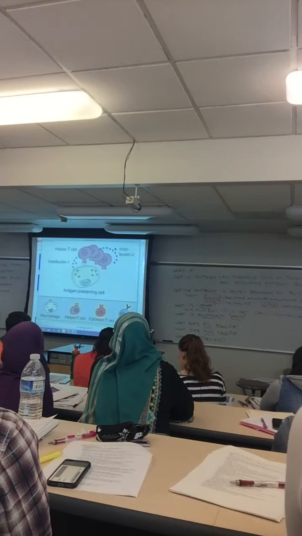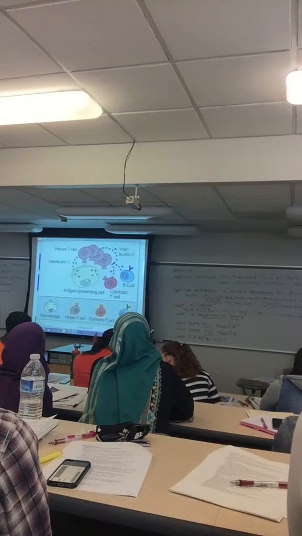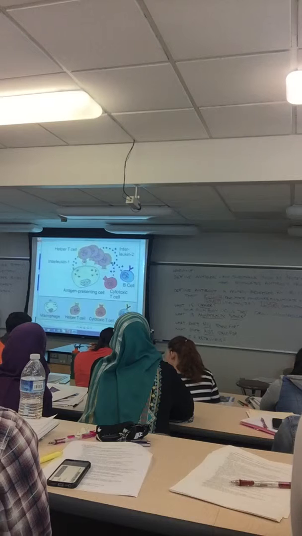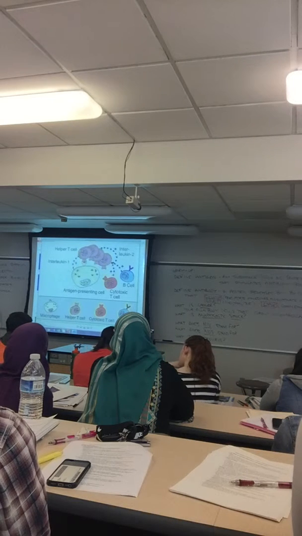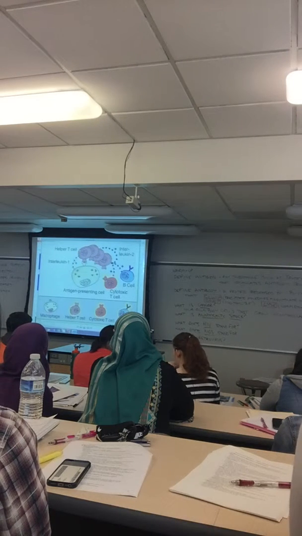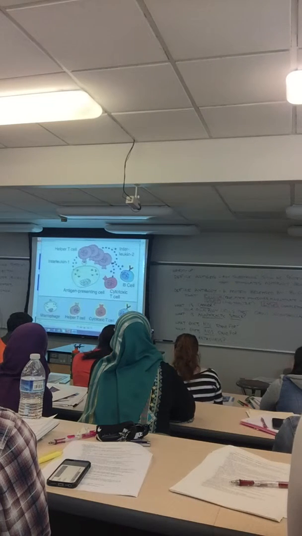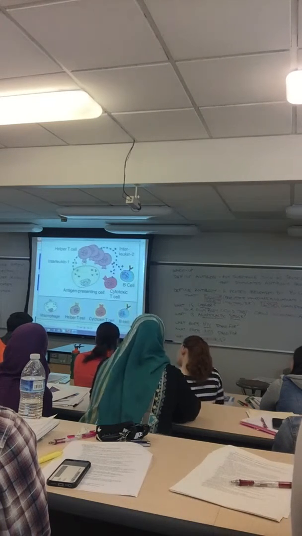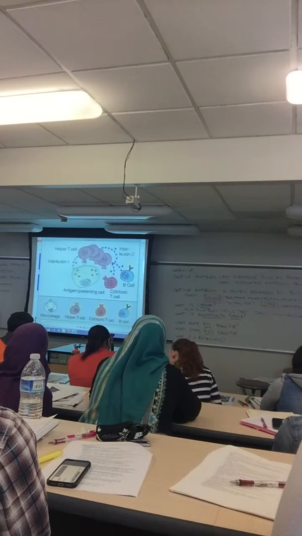Interleukin-2 stimulates helper T cells, cytotoxic T cells, and B cells. The helper T cells divide more rapidly and increase their stimulation of other cells. Cytotoxic T cells are stimulated to become active killer cells. B cells are stimulated to develop into plasma cells that secrete antibodies against the specific antigen.